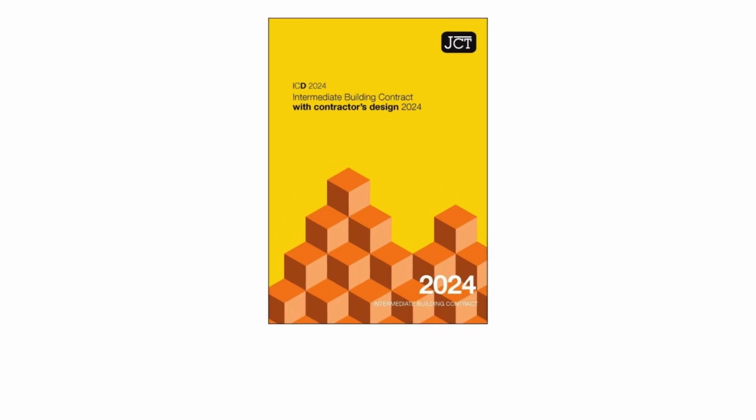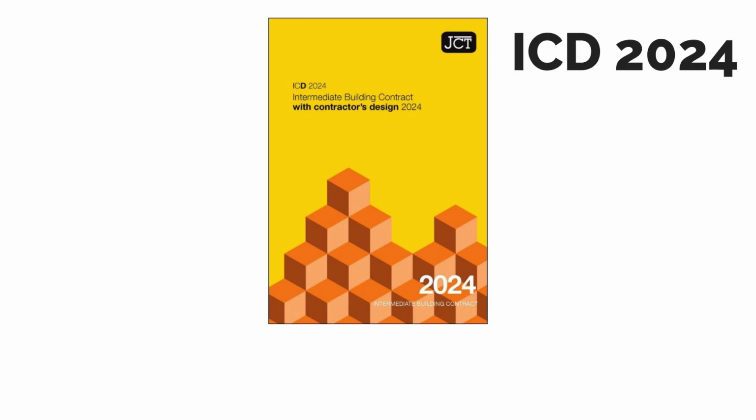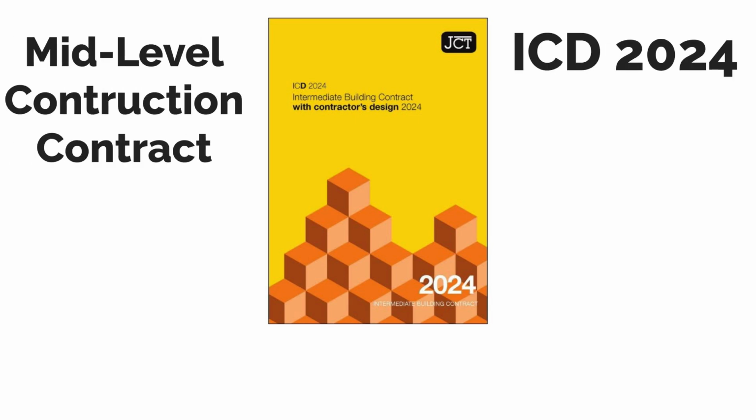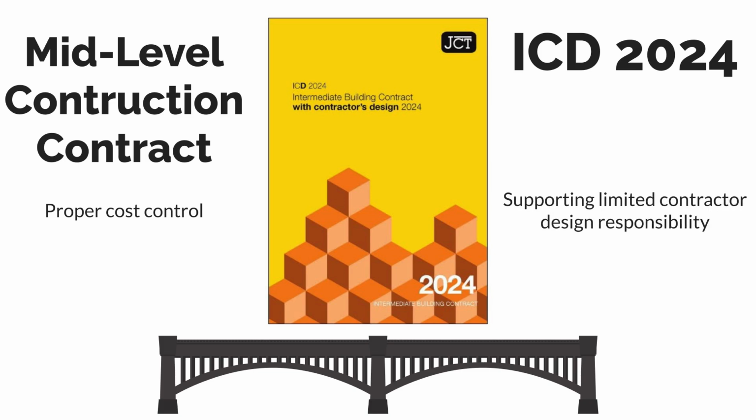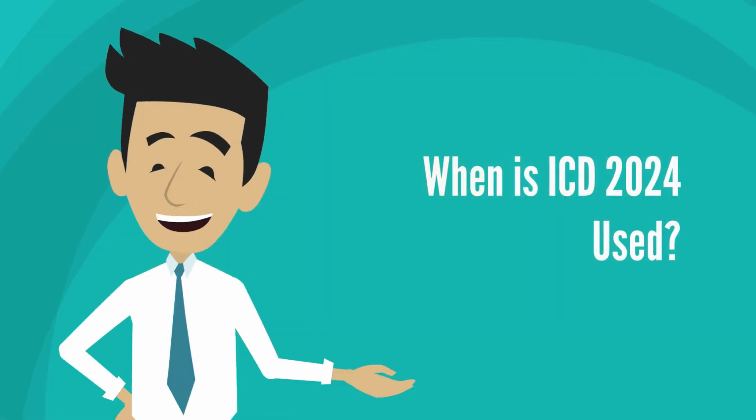The JCT Intermediate Building Contract with Contractor Design, or ICD 2024, is a mid-level construction contract, ideal for projects that are too complex for minor works, but don't justify the full administrative demands of the JCT Standard Building Contract. It bridges the gap, offering enough structure for proper cost control while supporting limited contractor design responsibility. So, when is the ICD used?